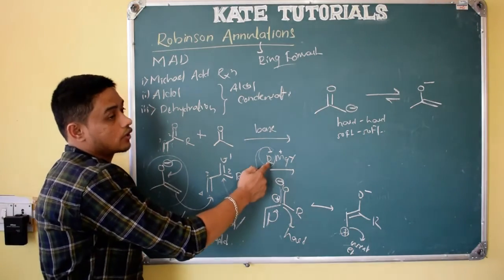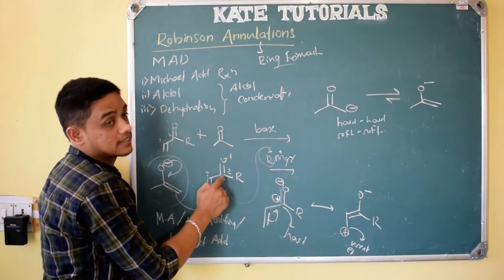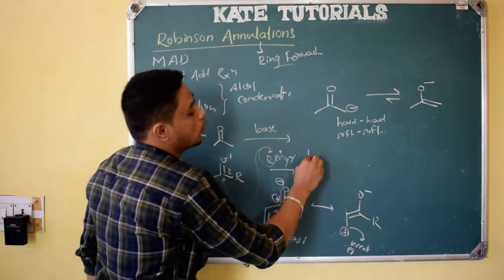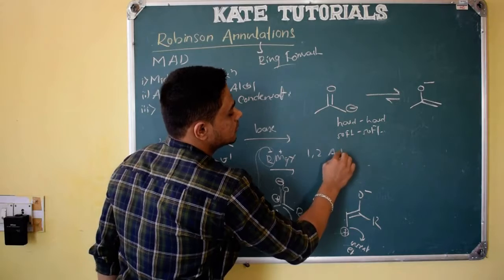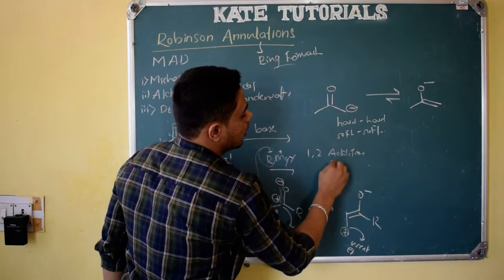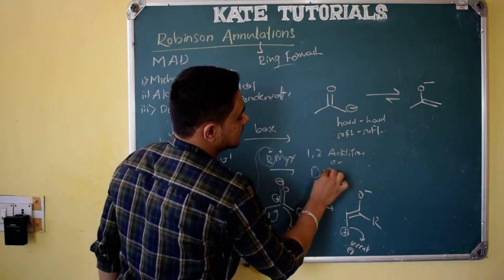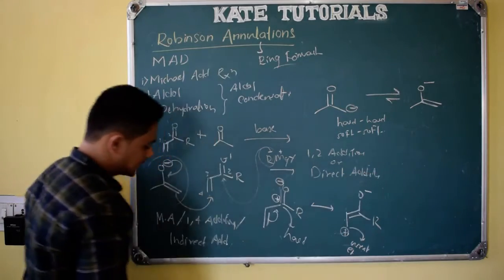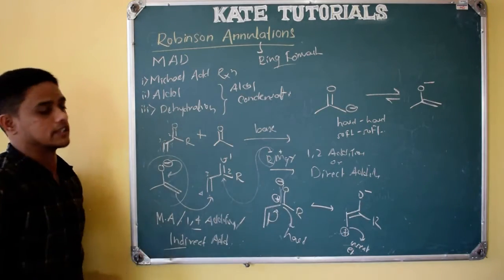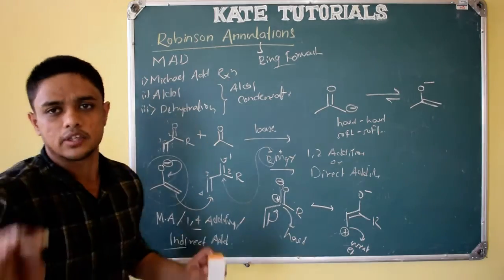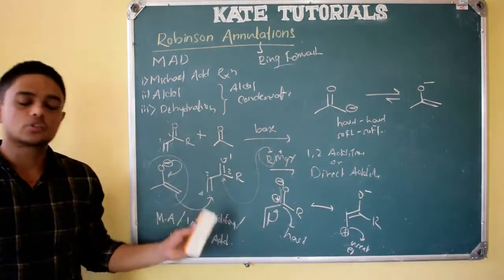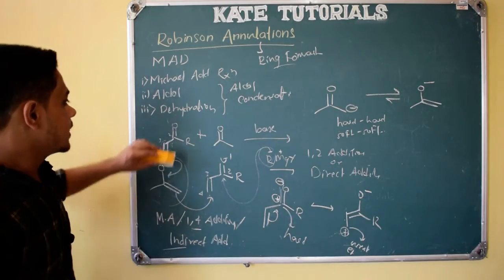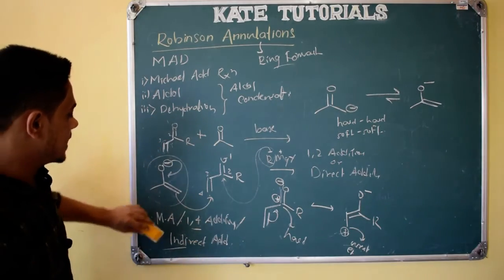If a strong nucleophile attacks directly the second position, that is called 1,2 addition or direct addition, whereas this is indirect addition or 1,4 addition. These things are the basics, you should understand. These things we also learn in reaction mechanism, right? If you are thorough in that, it will be easier, right?